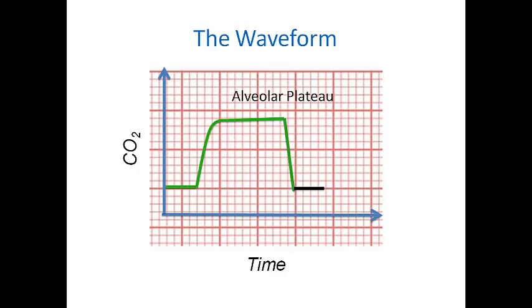The downward portion of the wave is telling us that the patient is now breathing inward, inhaling, and drawing the CO2 gases back into their airway as they take a deep breath. And we'll finally return to baseline before we start another ventilation.